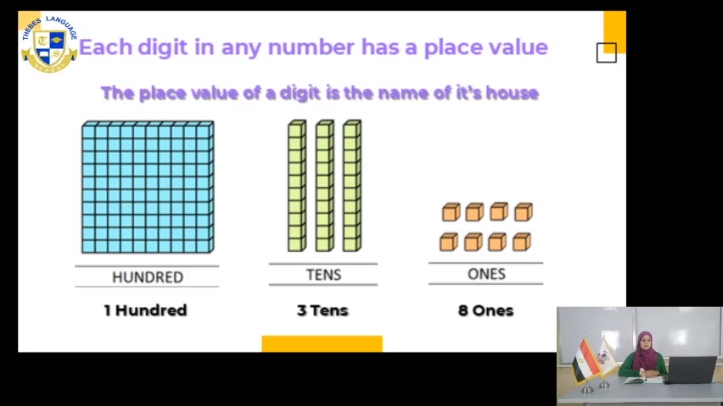The words hundreds, tens, and ones are called the place value. It means the house of the number. In the next page, you have an exercise.